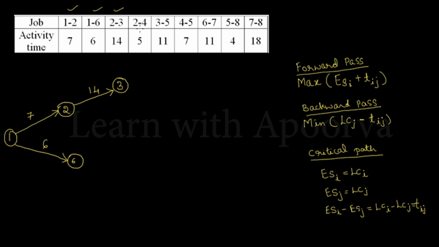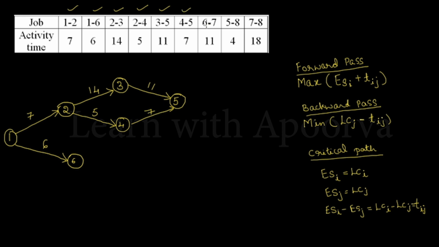Next activity is between 2 and 4. So, the node 2 is here. So, I will construct a node 4 here. So, between 2 and 4 we have an activity whose duration is 5. Next we have the activity between 3 and 5. 3 is here. I will construct a node 5 here. So, between 3 and 5 we have an activity whose duration is 11 and we have an activity between 4 and 5 whose duration is 7.